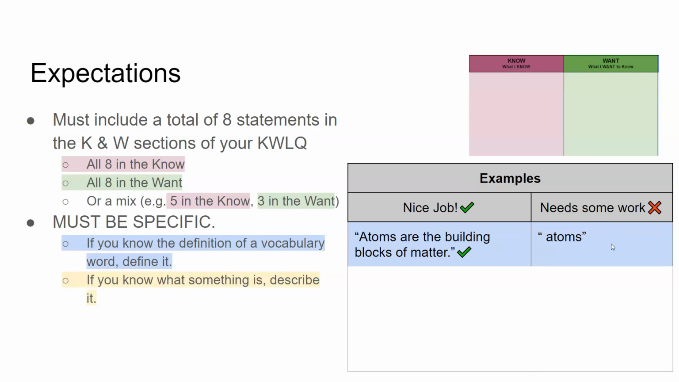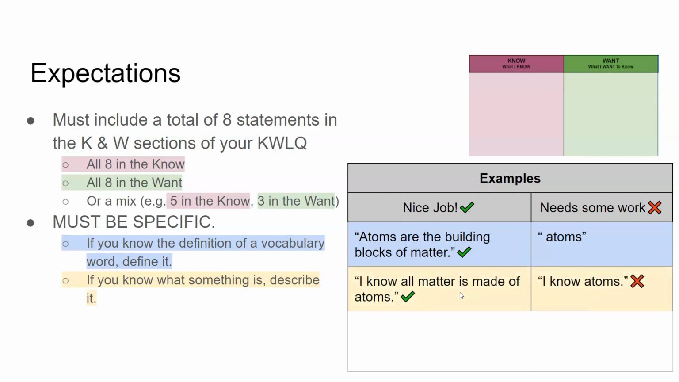If you know what something is, describe it as well. So let's say, for example, you know what something is, but you're not really sure how to define it, but you kind of know about it. Make sure you actually put the description. So if you write, for example, I know all matter is made of atoms, then that's fine. You're telling me specifically what you know. But if you write, I know atoms, that is not fine because I don't know what you know about atoms. So again, be specific.